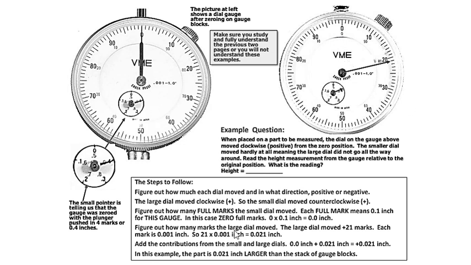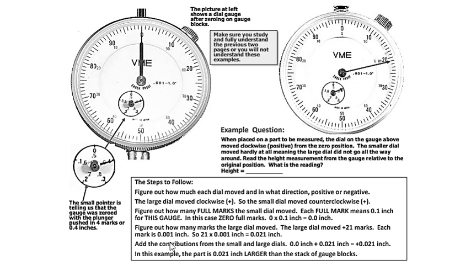So in this example, let's take a look at here. In this case, of course, you zero out the full marks, and you have 0.0 inch, because this is our 0 point. Your contact is on the surface of your gauge stack, and then you have to figure out how many marks the larger dial moves. So the dial is going to move, let's say, plus 21 marks after you swap your object.